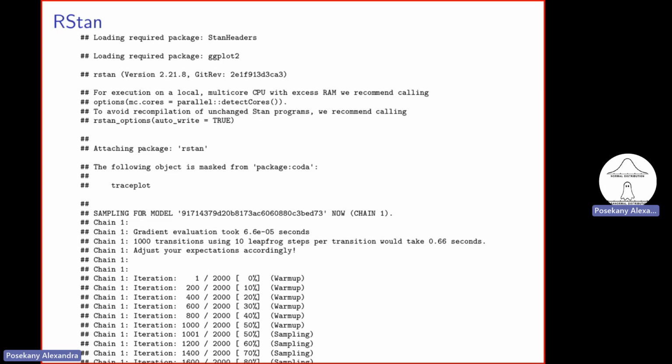So these so-called leapfrog steps, which are specific accept-reject steps, 10 of them take 0.66 seconds. So for 2,000, you can just do the calculation approximately. So yeah, just have no plans for the next 5 minutes for your machine. Yeah, adjust your expectations accordingly. You have been warned.